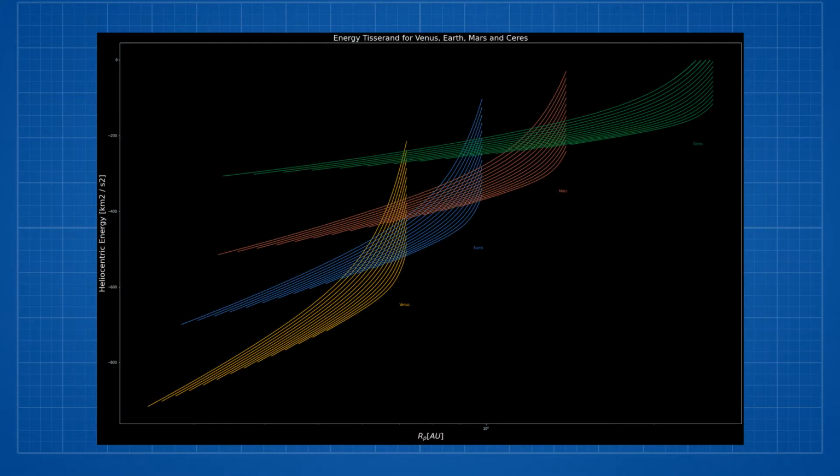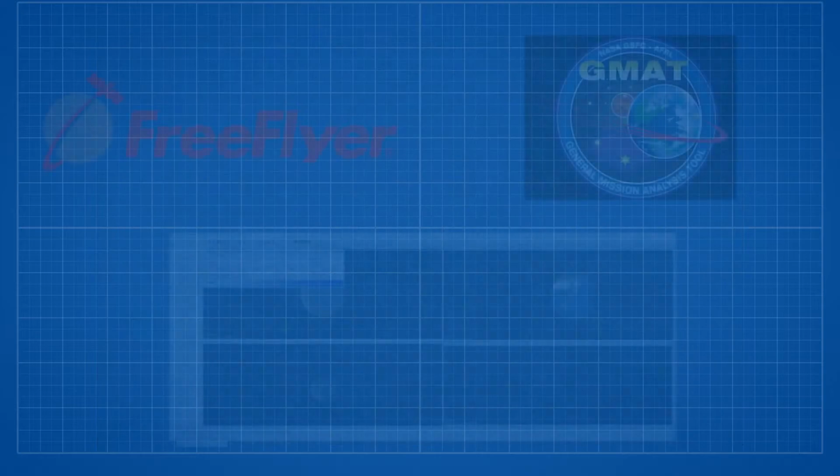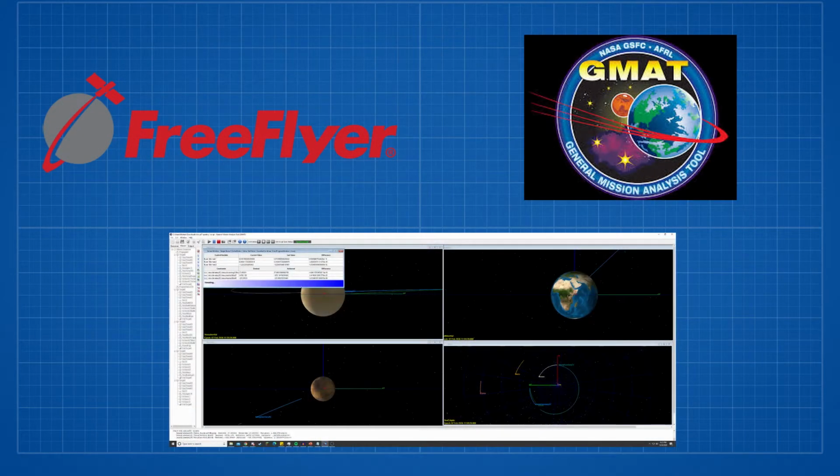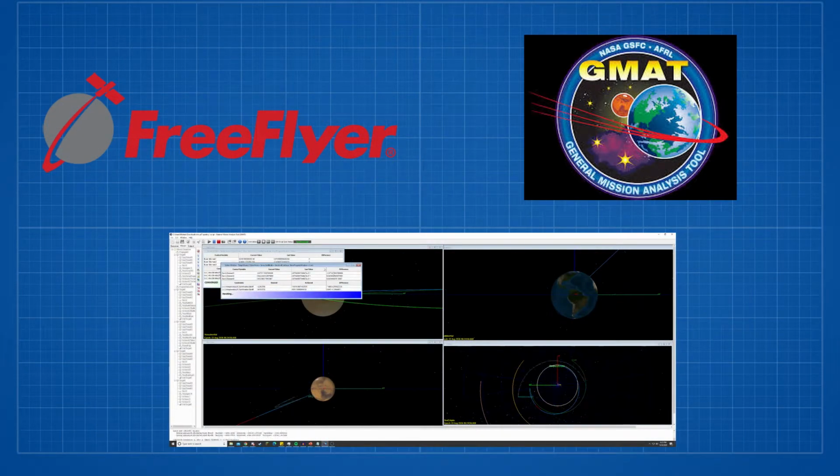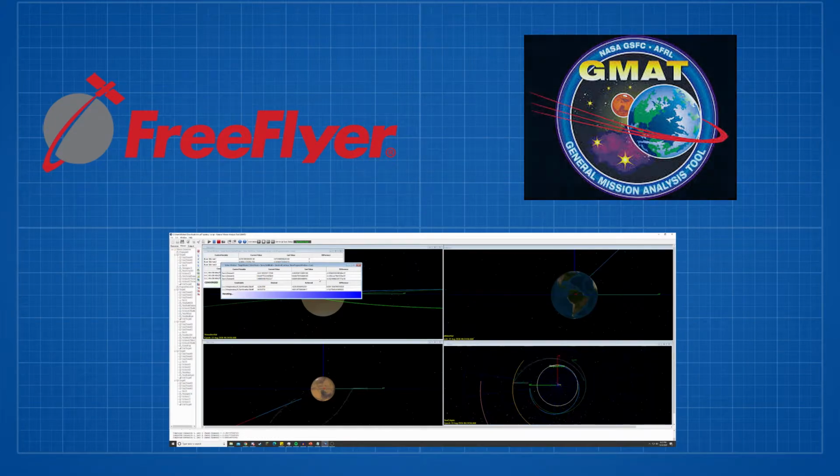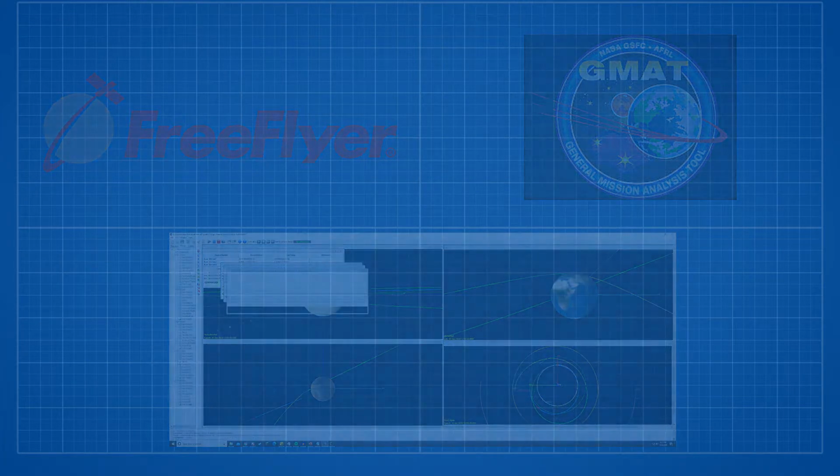A Tisserand plot would also be used to analyze potential gravity assist tours that would reduce delta-V or enhance mass delivered to Ceres with a lower departure V infinity. Finally, an optimized MALTO trajectory would be brought into FreeFlyer or NASA's GMAT software for visualization and further analysis.